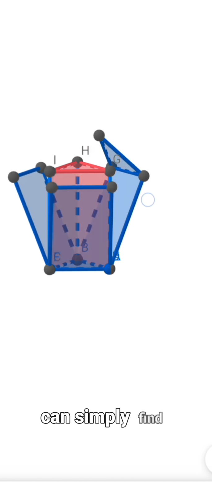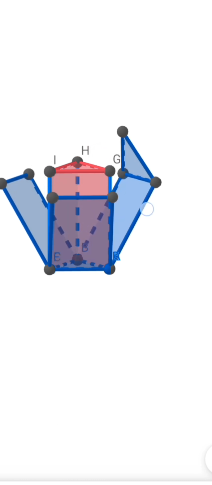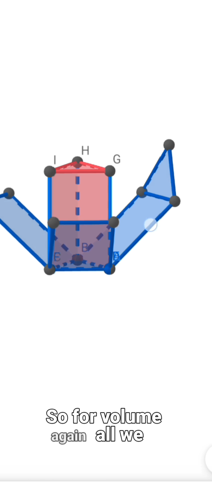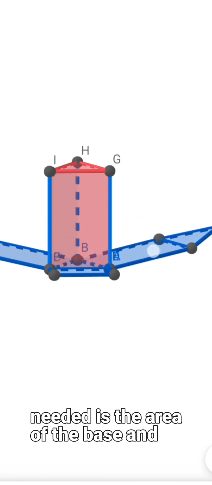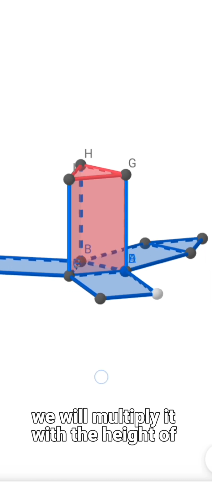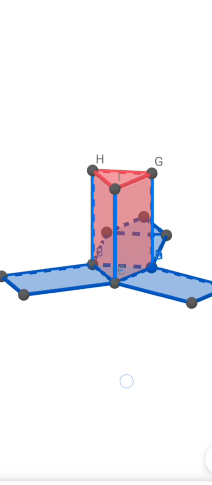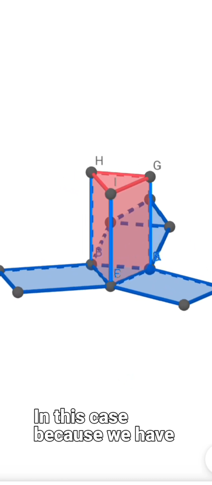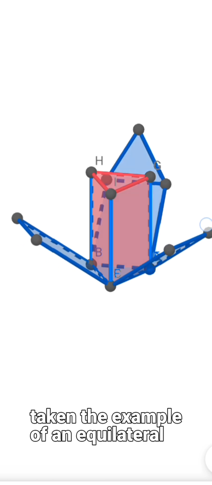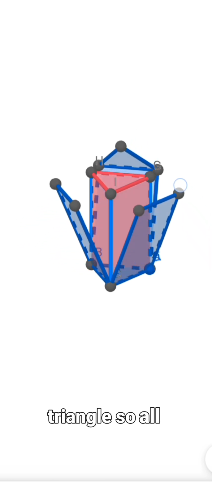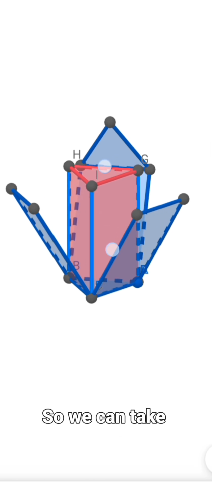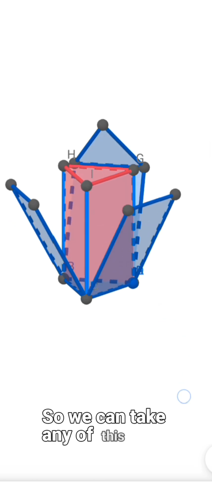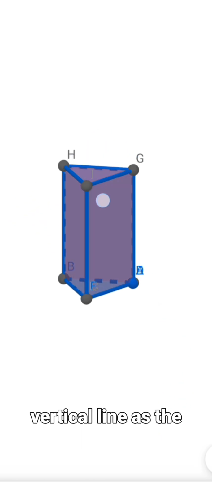On the basis of this structure, we can simply find out the volume also. So for volume, again, all we need is the area of the base, and we will multiply it with the height of the prism. In this case, because we have taken the example of an equilateral triangle, all these vertical lines are perpendicular to the base, so we can take any of these vertical lines as the height of the prism.